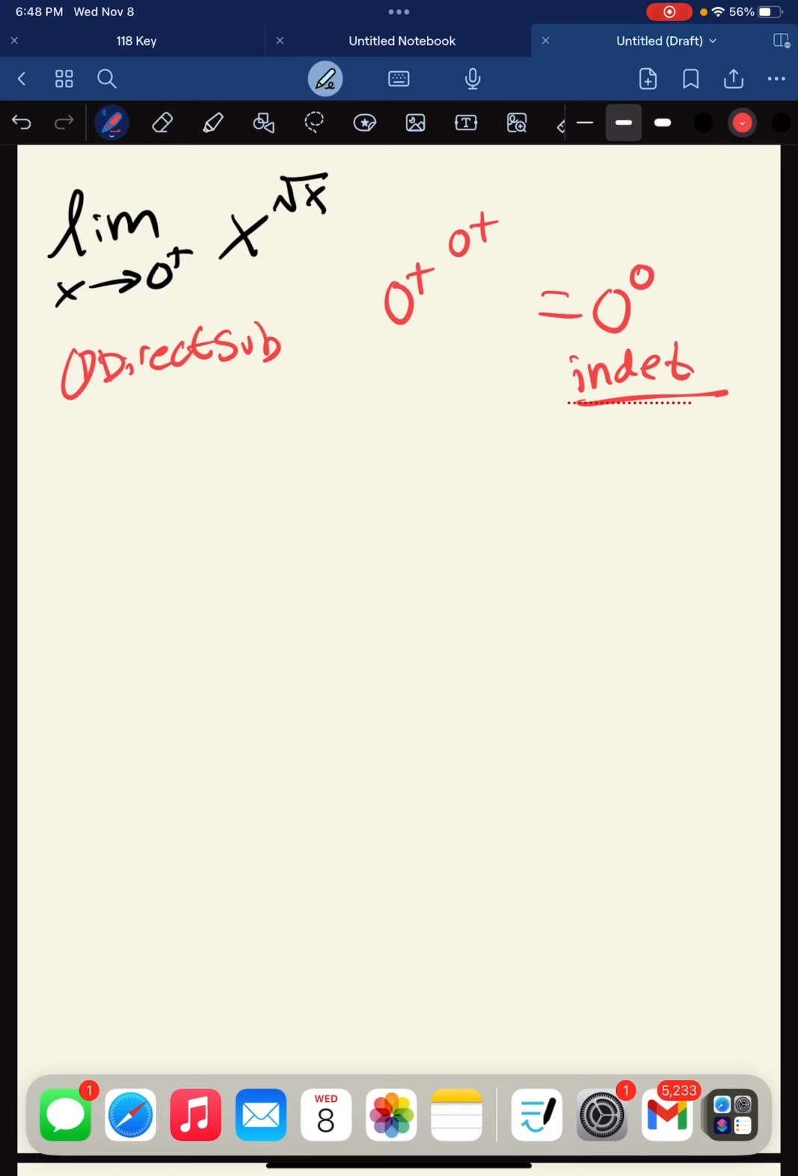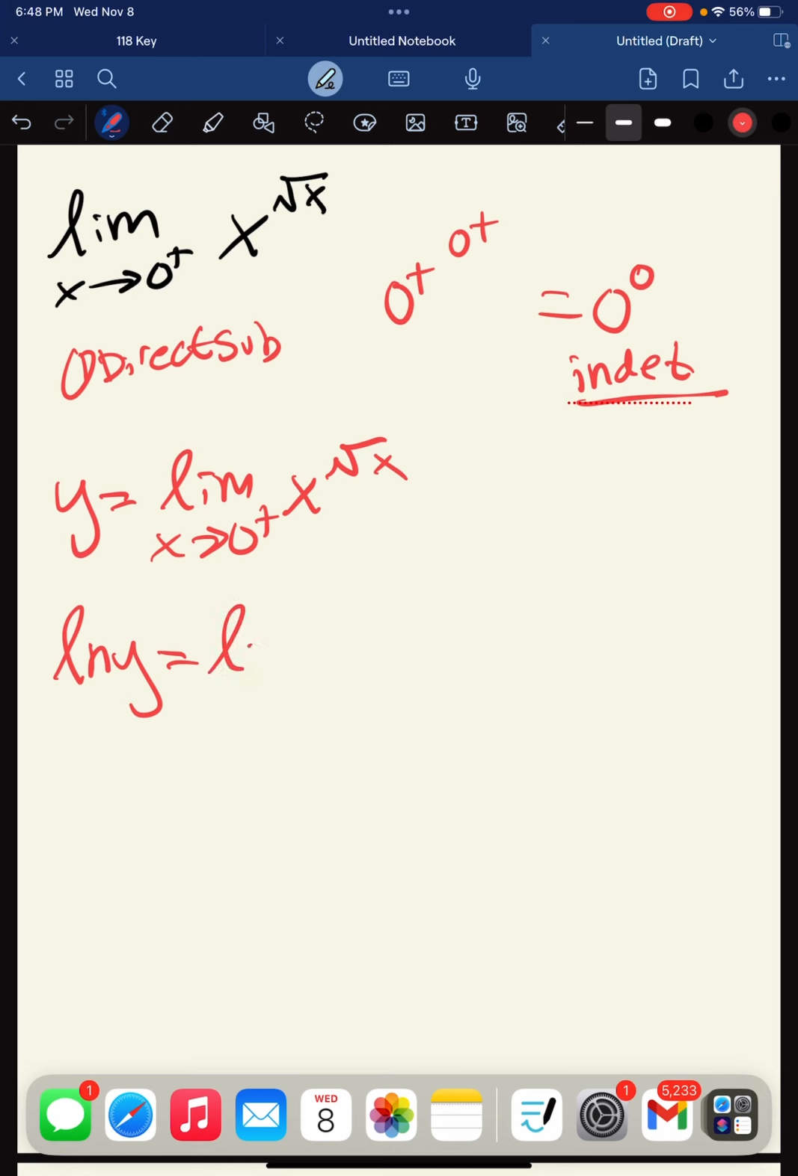But the thing is, it's not a fraction, right? This is something weird. So what we're going to do here is first, it's going to help us to rewrite it as y equals limit as x approaches 0 from the right of x to the square root x. And so kind of like how we did with logarithmic differentiation, if we take the ln of both sides, it's going to make this problem actually possible.